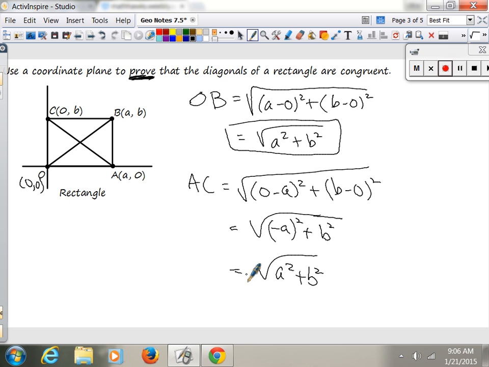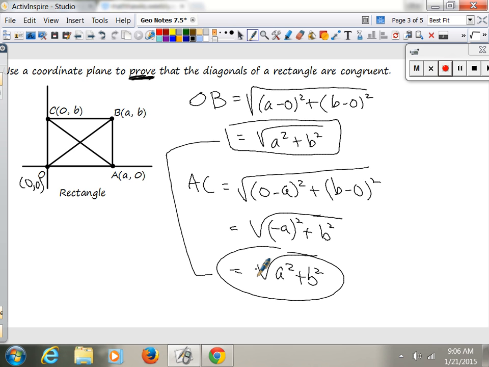What do you notice about the two distances? They're the same. You just proved that the two diagonals in any rectangle are the same. Why do I say any rectangle? Because I used letters here. I didn't put in a number and make it a specific rectangle. I used letters to show that this would work for every rectangle. Every rectangle, the diagonals will be the same because the two distances came out the same.